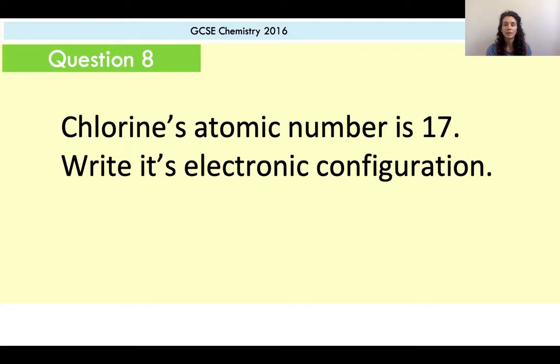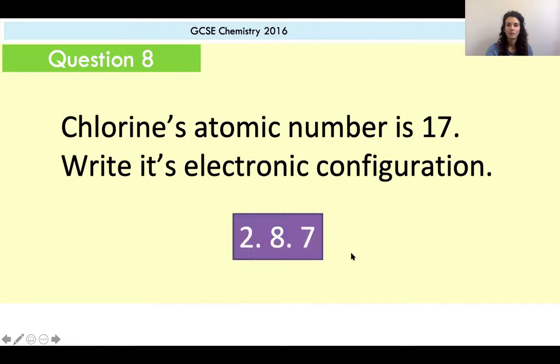Okay, chlorine's atomic number is 17. Can you write out its electron configuration? For this, you need to remember how many go in the first shell and then the second and the third. Well done. 2 in the first shell, 8 in the second shell, and 7 in that third, outer shell. So for a bonus point, which group is chlorine in the periodic table? Well done if you guessed it. It's in group 7 because it's got 7 electrons in its outer shell.